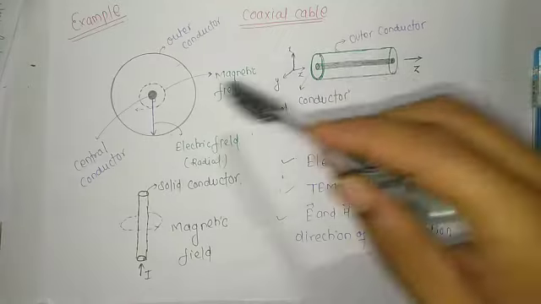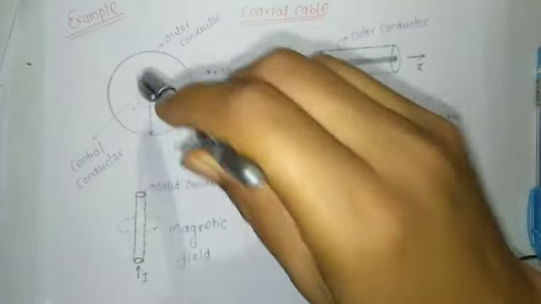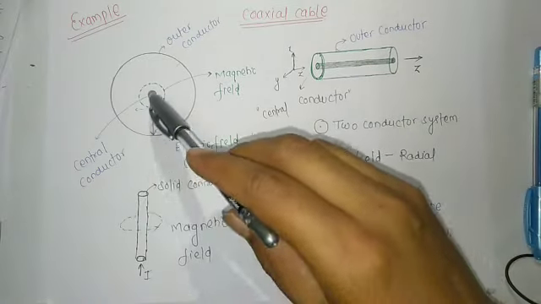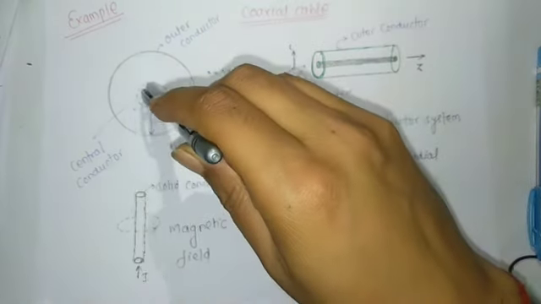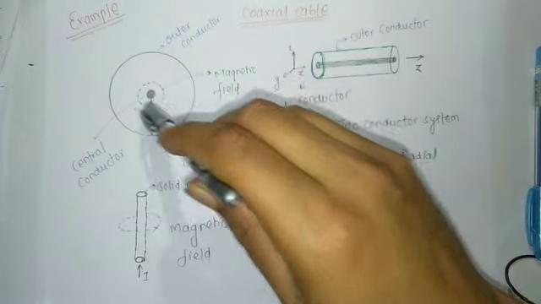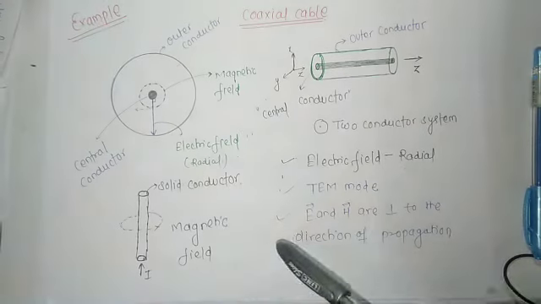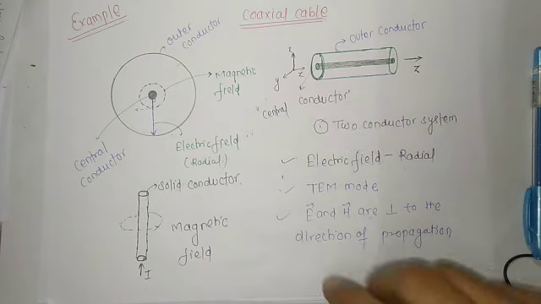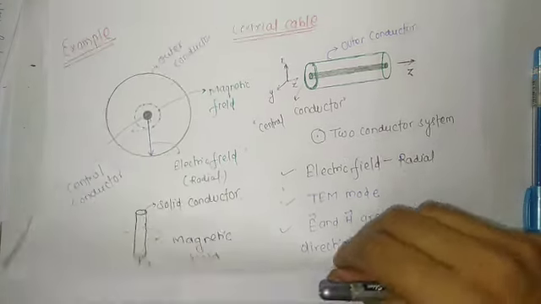So can I say this is the direction of propagation? Direction of propagation means inside the paper. So I can say this electric field is perpendicular to the direction of propagation, and this magnetic field is also perpendicular to the direction of propagation. It means the coaxial cable is also supporting TEM mode.